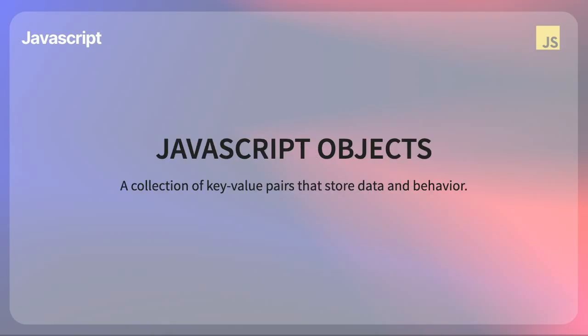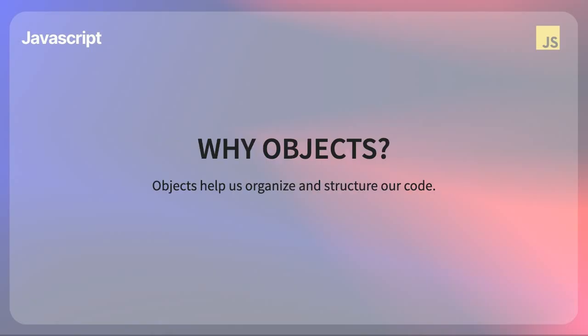So, what exactly are JavaScript objects? In simple terms, an object is a collection of key-value pairs that store data and behavior. Think of it like a real-life object with properties and methods. You might wonder why we need to work with objects. The answer is simple. Objects help us organize and structure our code in a more efficient way.